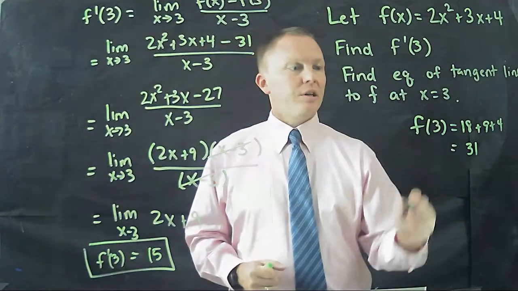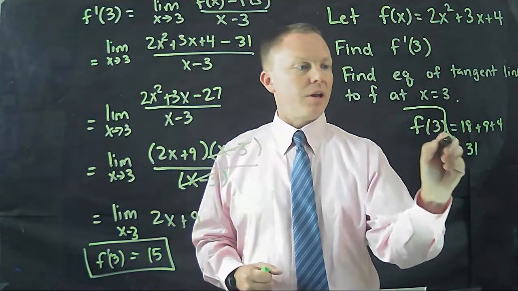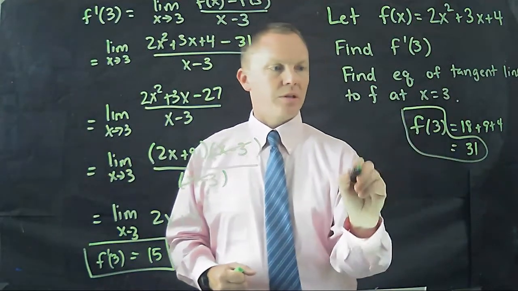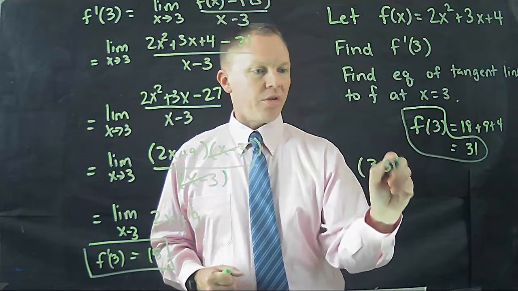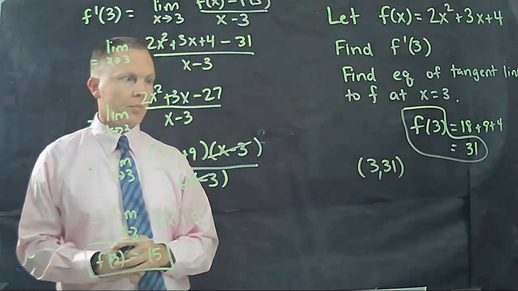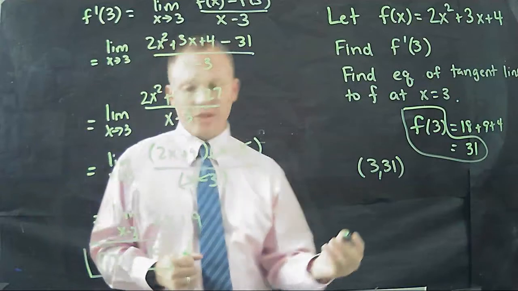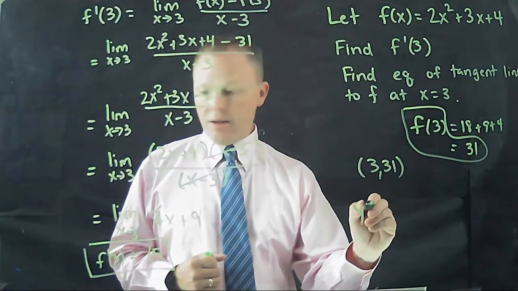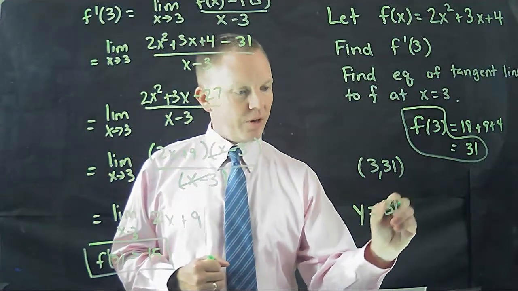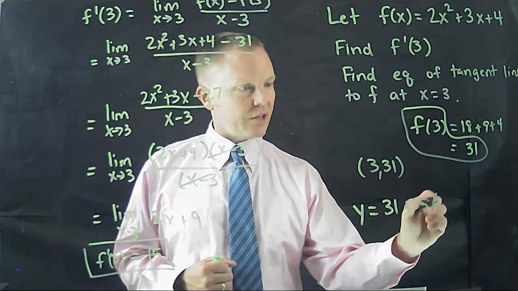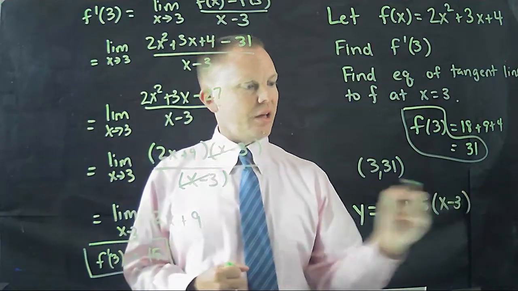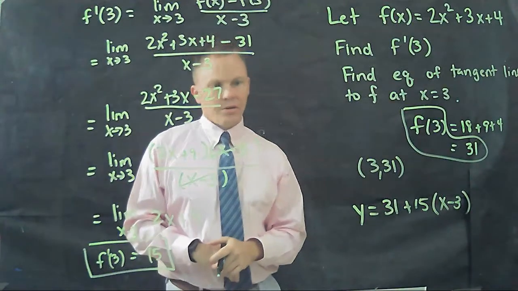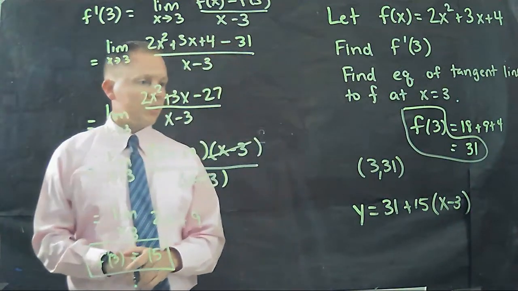Here's our point. Now the point is kind of buried right here. It's the point (3, 31). And so we're just going to write the equation of our tangent line. Ready? y equals 31 plus 15 times x minus 3. Okay? y equals 31 plus 15 times x minus 3.